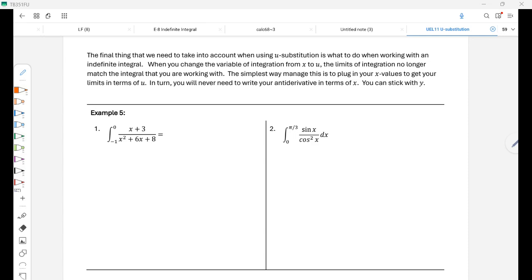So the biggest thing that people make the mistake on when they do these problems is they forget to change the limits. So 99 times out of 100, whatever the limits are that you see when you start with your integral, if you're using u sub, those are not the limits you're going to end up using when you actually do the u sub. So let's take a look at how that works.